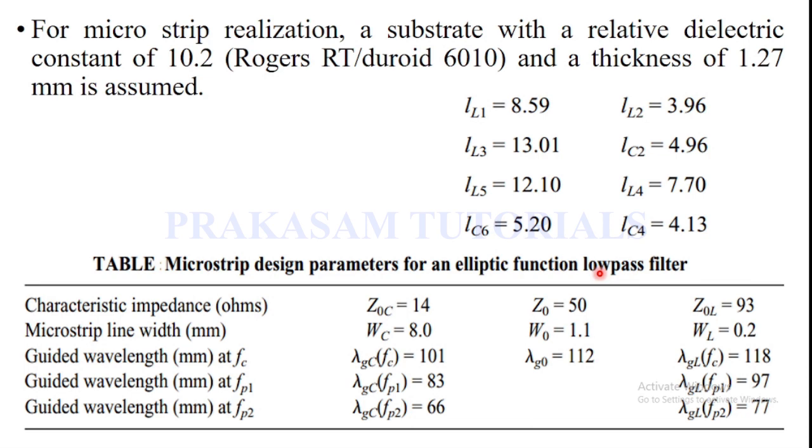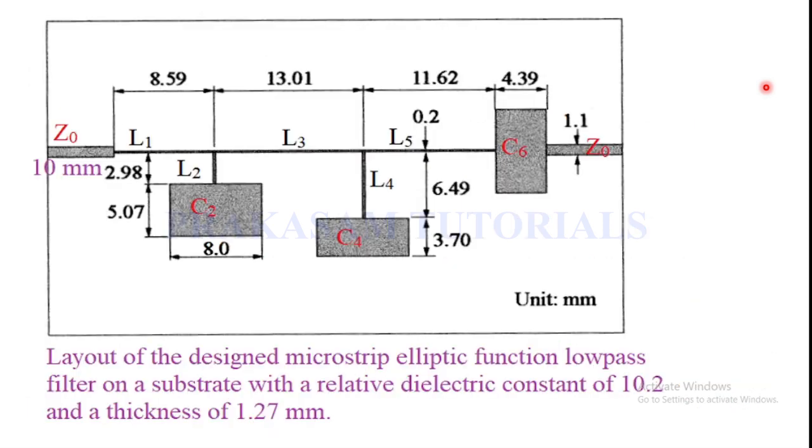In this design, the substrate material is Rogers RT Duroid 6010, and its relative permittivity is 10.2. I am considering the thickness of the substrate as 1.27 mm and the operating or cutoff frequency as 1 GHz. This is the general structure layout of the designed microstrip elliptic function low pass filter. So these are the design values.